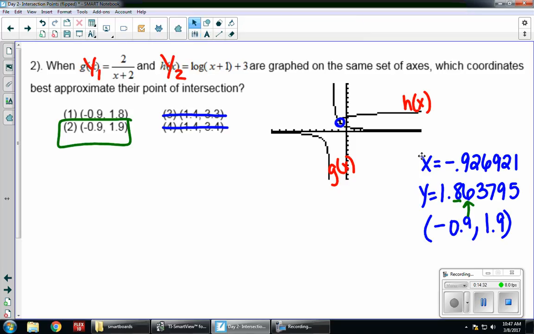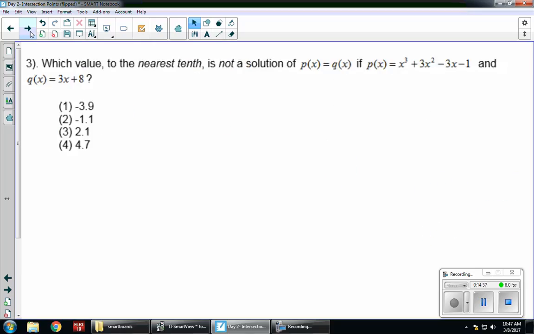Let's take a look at one more question together, and then I'll give you guys some time to practice on your own. So flip it over. Let's take a look at question 3. Which value to the nearest tenth is not, that's important, not a solution of p of x equals q of x if p of x is equal to x cubed plus 3x squared minus 3x minus 1, and q of x is equal to 3x plus 8.